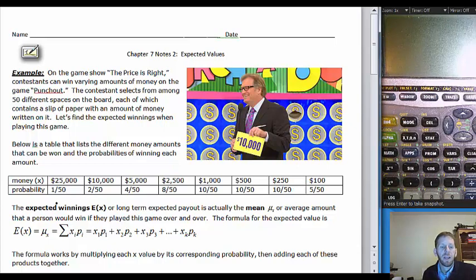The expected winnings, abbreviated E of X, or the long-term expected payout, is actually another word for the mean, mu sub x, or average amount that a person would win if they played this game over and over. The formula for expected value is E of x equals mu sub x equals the summation of x sub i times p sub i, which is really a big fancy way of saying take each x value times its probability and then add these products together until you get to the very end. The formula works by multiplying each x value by its corresponding probability, then adding these products together.